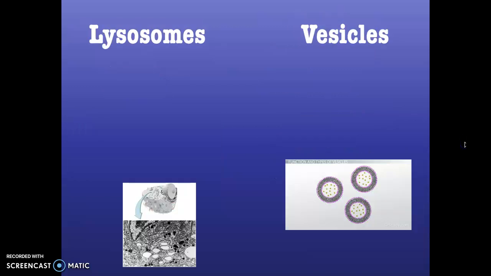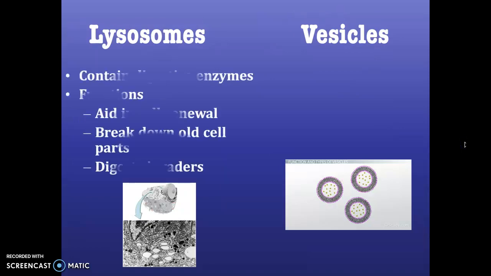Next, we have the lysosomes. What are the lysosomes? The lysosomes are kind of the cleanup crew. They contain digestive enzymes. Those digestive enzymes in turn help to break down old cell parts. It helps to digest invaders, little bacteria or anything that gets inside a cell. They may help to engulf and break those down. And it aids in cell renewal.